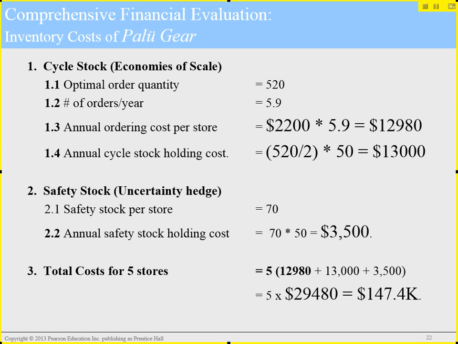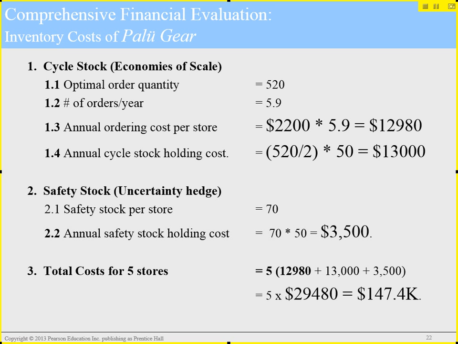That's always just a very simple example to try to keep in your head. Okay? If I talk about my annual ordering cost per store, it's $2,200 each time I order, and each store is going to order 5.9 times. So that means it costs them $12,980 to order. Their inventory holding cost is going to be their average inventory, 520 divided by 2, because that's how much they order as a quantity of 520, times $50 per jacket. Do you remember that holding cost? So their holding cost is going to be $13,000.